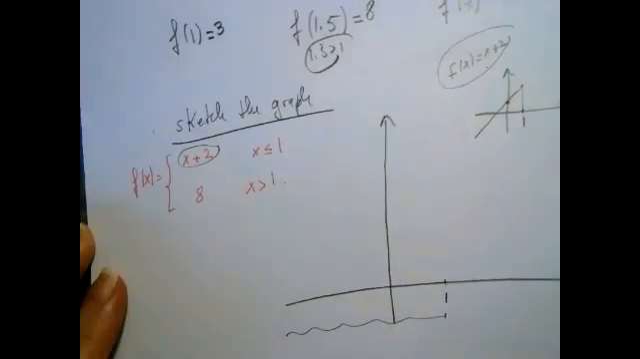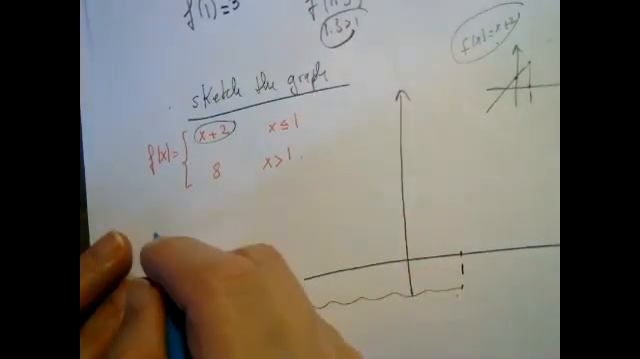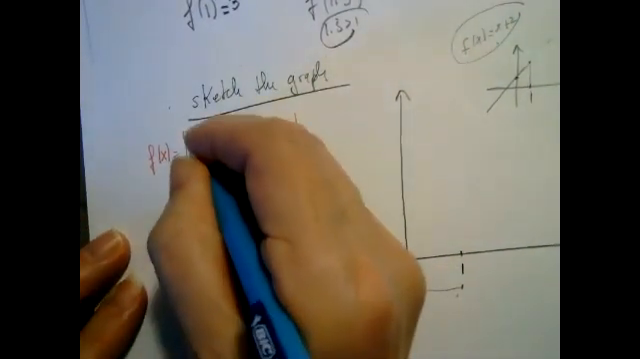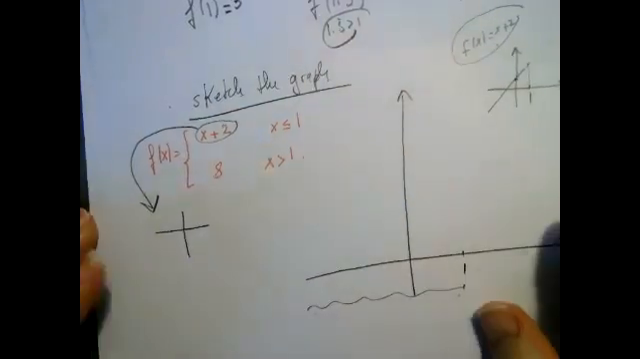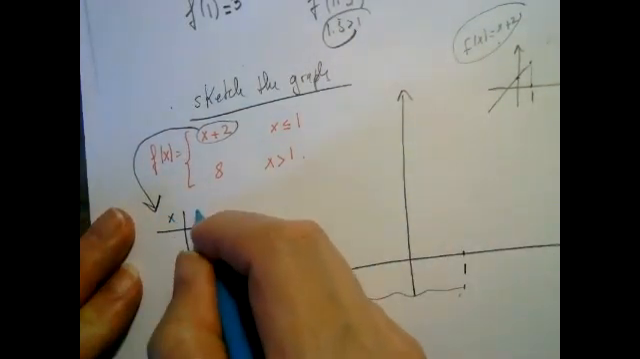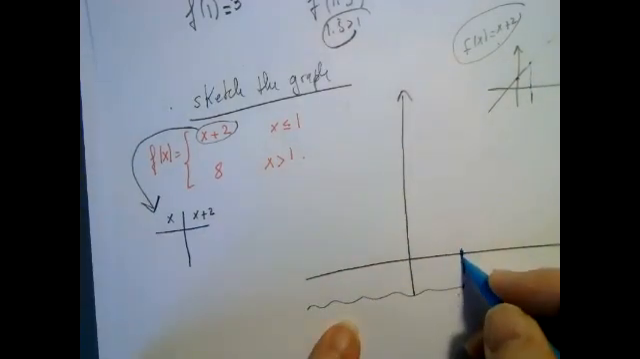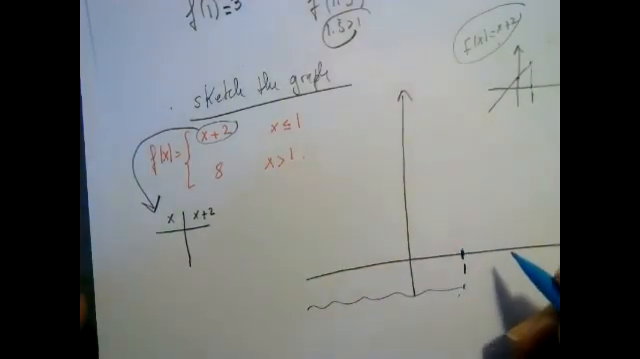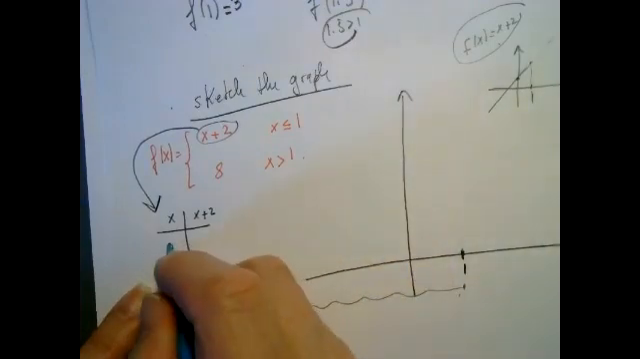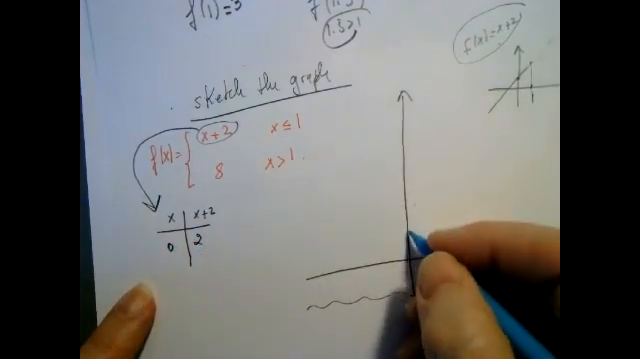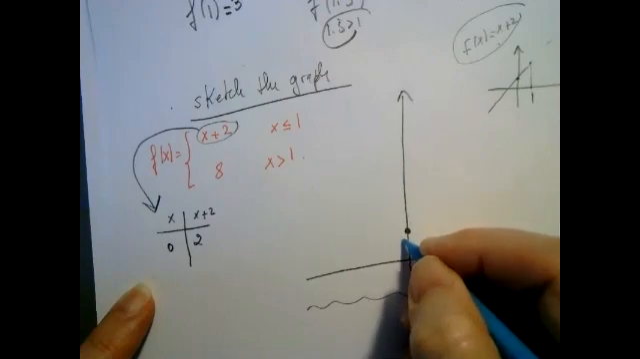Okay. So now let me apply that. So I want to sketch f of x equal x plus 2, this piece. I said this is a line. So to sketch it, I need 2 points. And the graph has to stop at 1. So I'm going to take 2 points to sketch it. So I take, okay, at 0, it's 2. So at 0, I am at 2.